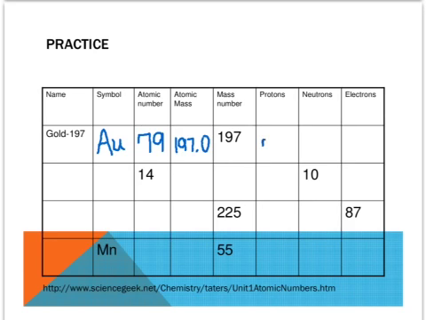Atomic number tells us the number of protons. In an electrically neutral atom, electrons and protons are the same. And then neutrons plus protons equal mass number. So you're going to subtract 79 from that, and that's going to be 98, right? 79 plus 98 equals 197.